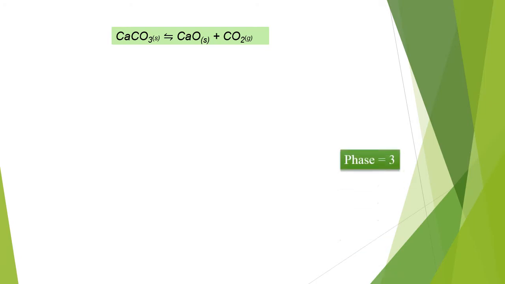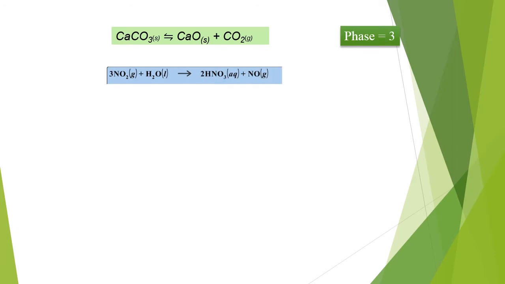Let us see a few chemical equations. Calcium carbonate decomposes to give you calcium oxide and carbon dioxide. Here we have two solid and one gaseous phase, so totally we have 3 phases here. And next one, nitrogen dioxide with water gives you HNO3 and nitrous oxide gas. So we have two gaseous components, which constitute one phase, and water and HNO3 in the liquid state, one more phase. So we have totally two phases.